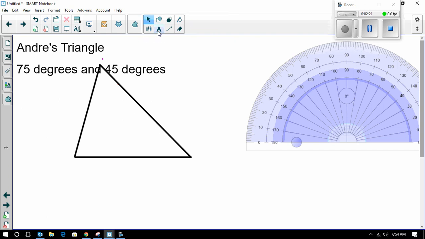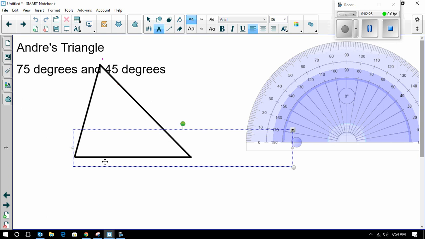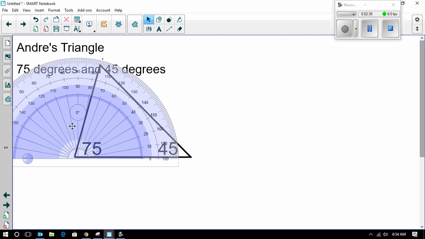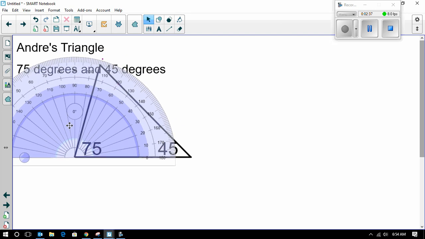And then you can go ahead and type in the degrees, 75, and then over here, write in your degrees, there's 45. And if I want to just make sure that it matches up, that's about 75 degrees. Center of the protractor is on the beginning of the segment. Here's 0, go up 70, that's about 75.